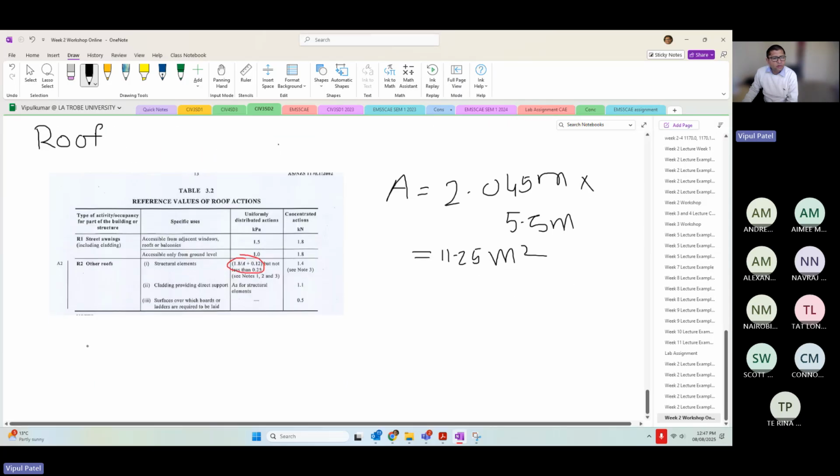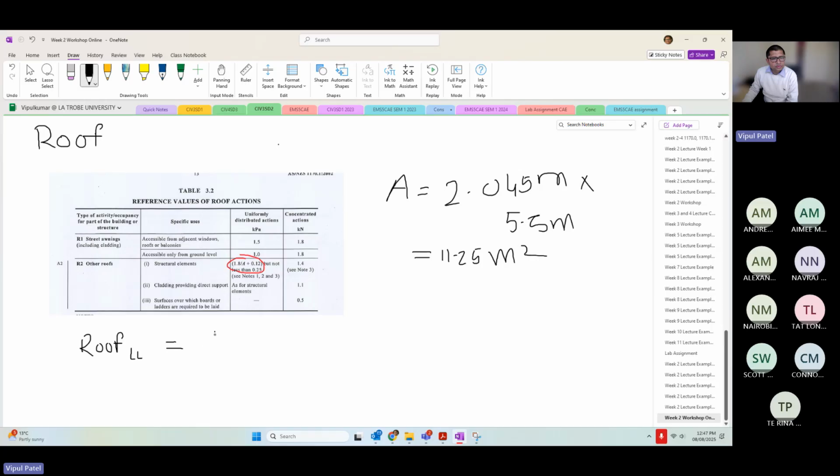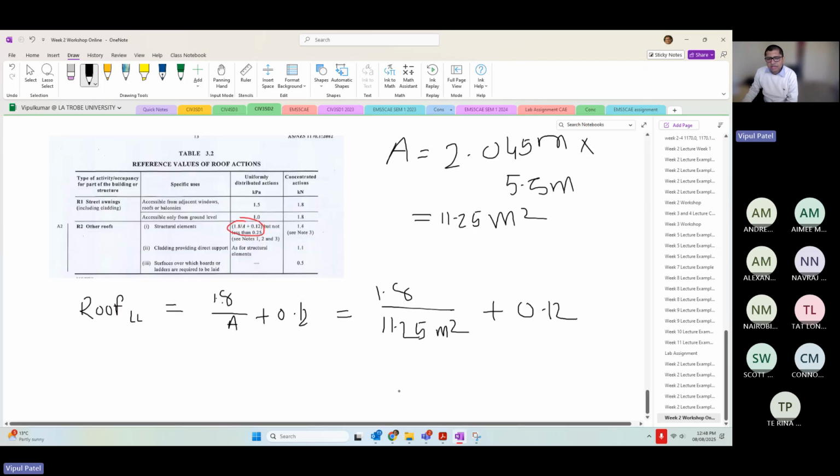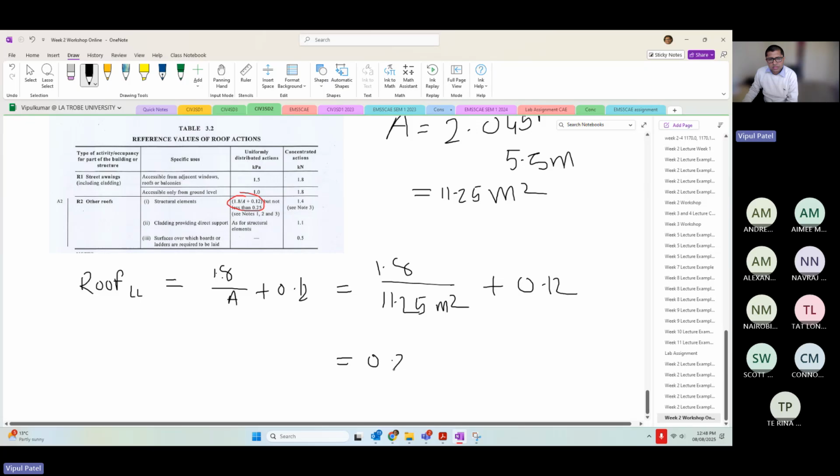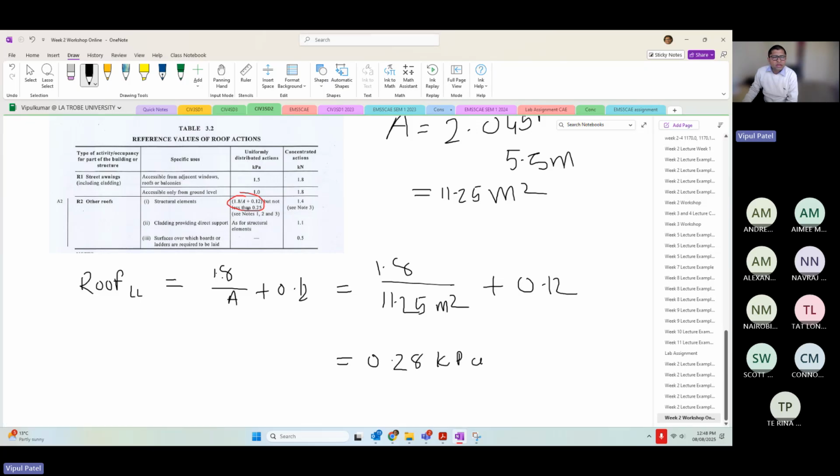And we say that roof live load, roof LL, is equal to 1.8 over area plus 0.12, equal to 1.8 over 11.25 meters square plus 0.12. You will get 0.28 kilopascals, which is good because the standard does not want us to get less than 0.25 kilopascals, and this is greater than 0.25 kilopascals. So therefore it is okay.